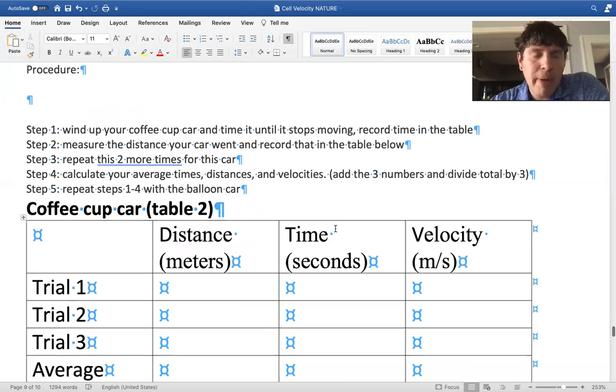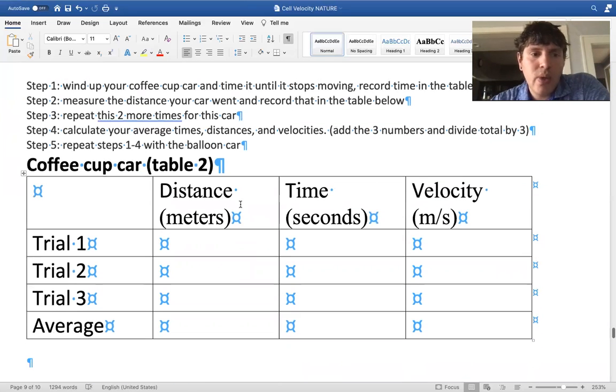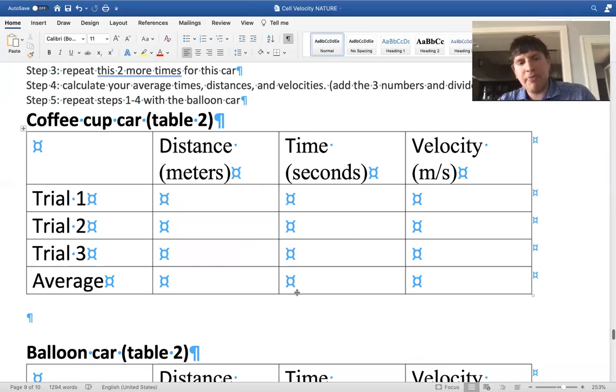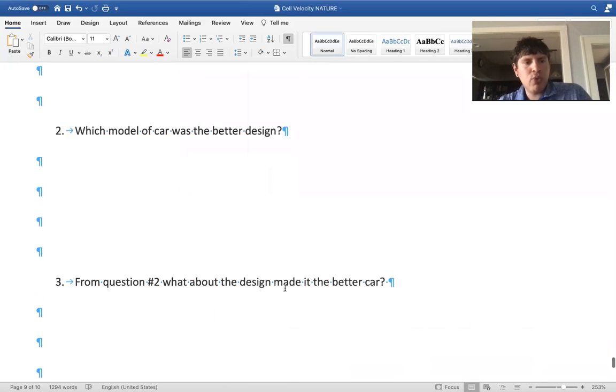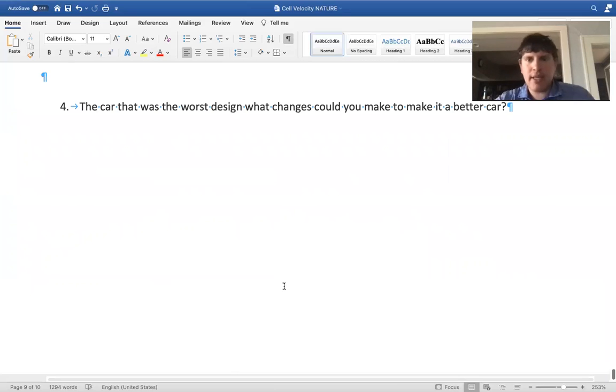And again, you'll be comparing and contrasting these two. Here's what you need to do. You'll basically wind up your coffee cup car. You'll set it loose. Once it goes a certain distance, you'll be timing it. Once it stops, you'll write the time down here in seconds. Then you'll measure from where it started to where it stopped in meters. Write that down here and do velocity, figure out your averages. And then you'll do the same thing for your balloon car. Then you'll just wrap up by answering these questions, and basically you're done.